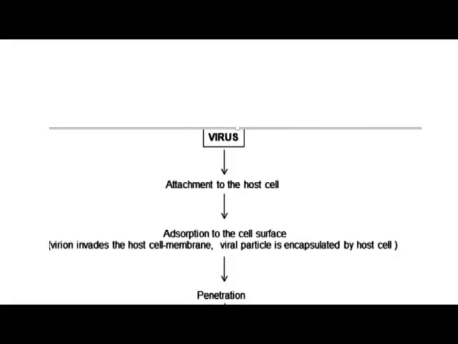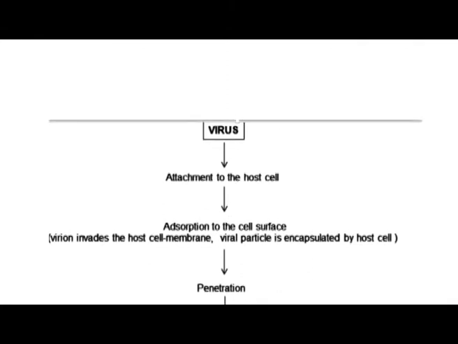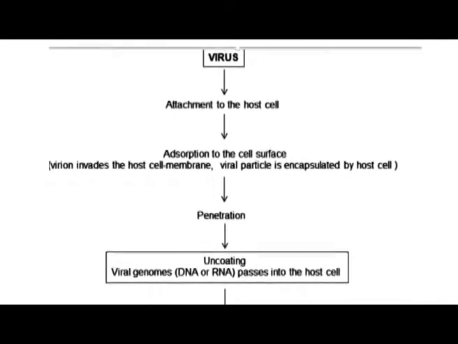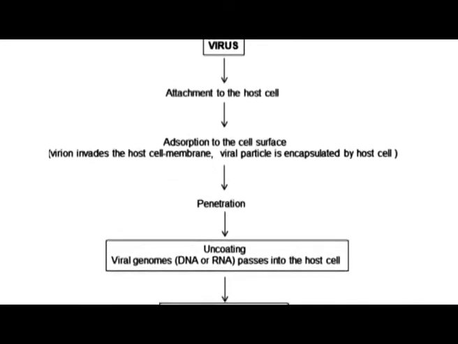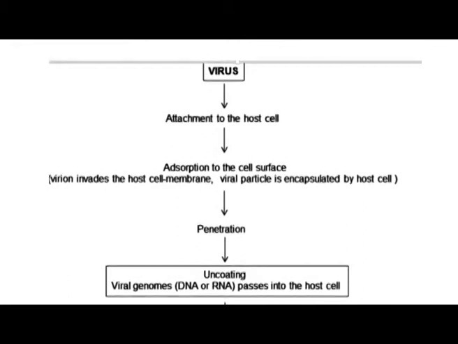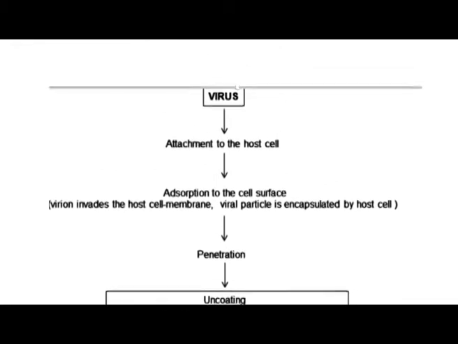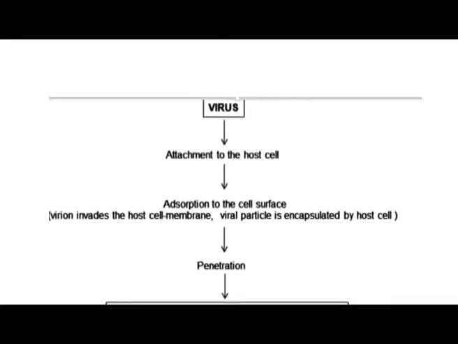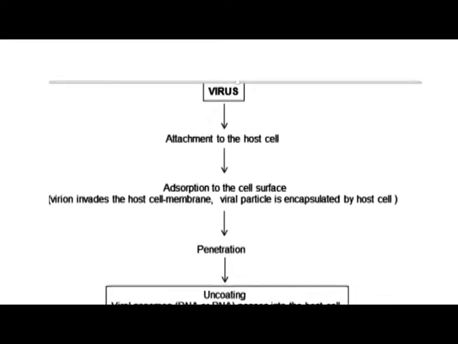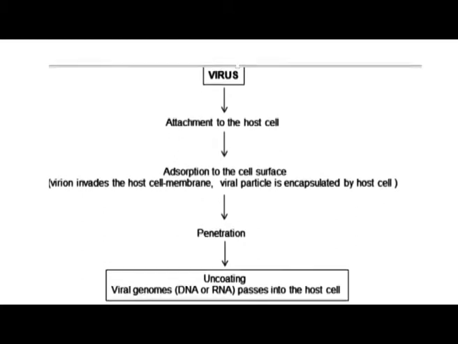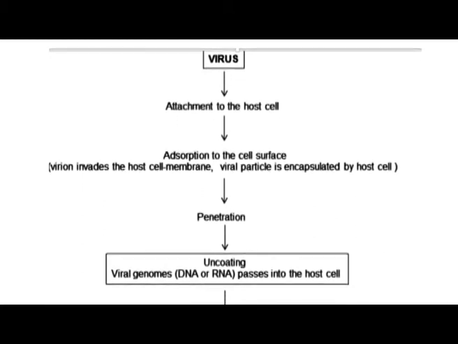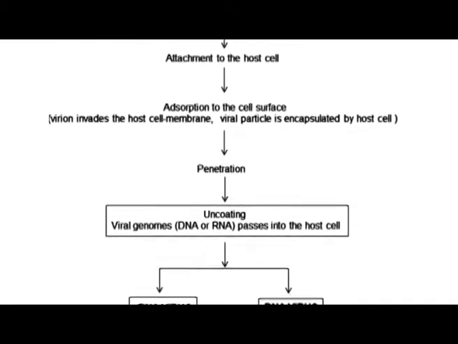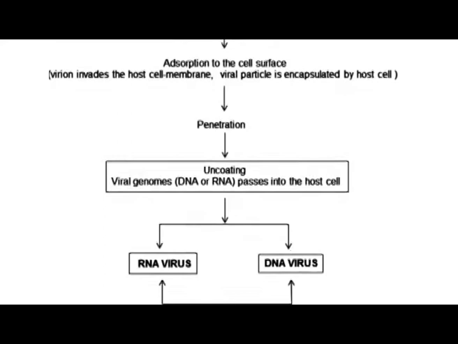The viral life cycle may be outlined as follows: first, the virus attaches to the host cell, then adsorbs to the cell surface where it invades the host cell membrane, then the viral particle is encapsulated by the host cell. Then penetration occurs. After penetration, there is a process called uncoating, where the viral DNA or RNA is passed into the host cell.